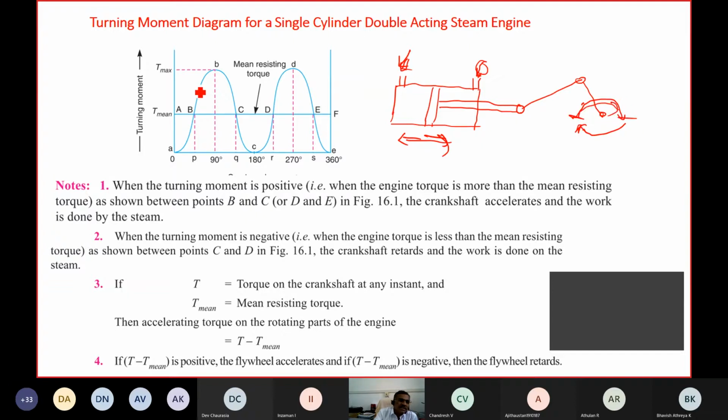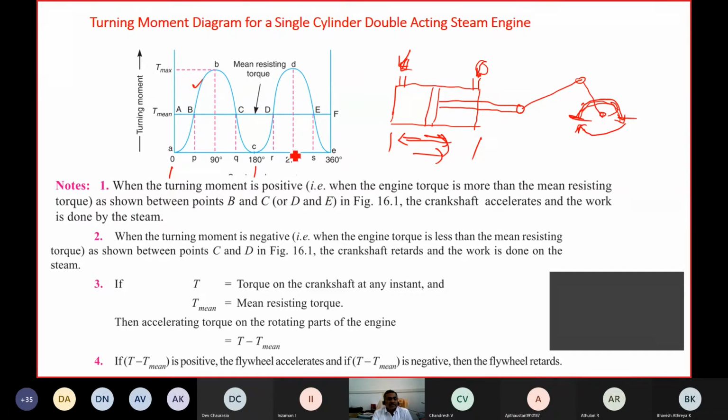That is given in this graph. The torque produced is varying from 0 to maximum, then maximum to 0. This is 180 degree. That is from left to right, this portion. And the crank will be moving from here to here.